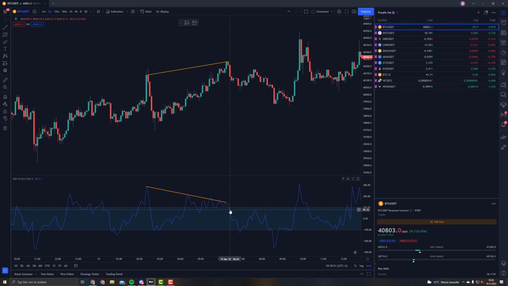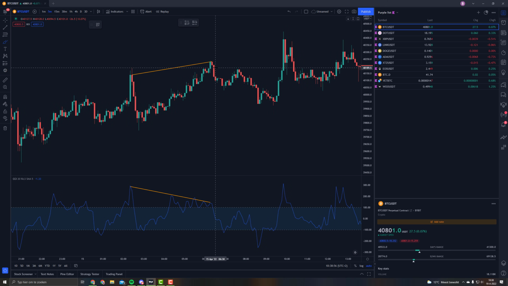And after this one, it went down completely. So you can still take, after the confirmation candle, you can still take a short position right there. You set your stop loss above the last swing high. You would have gained quite so much.